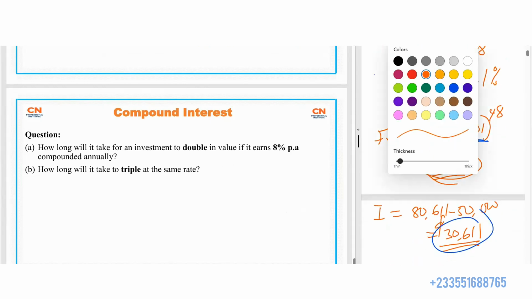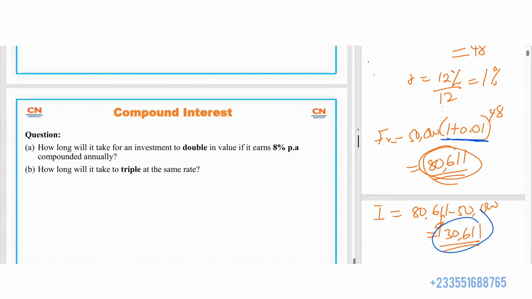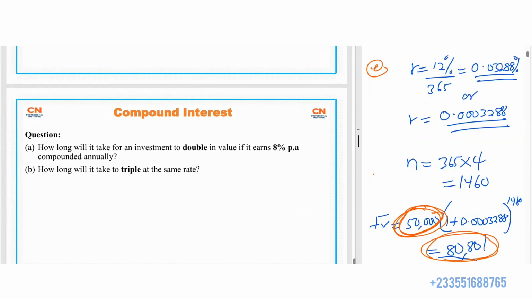Now, once again, if you come to this question, the future value is 80,611. That's the future value. The present value is 80,000, I'm sorry, 50,000. So we are saying how long will it take an investment, let's say this 50,000, to become 100,000? To double. That's the meaning, to double in value.